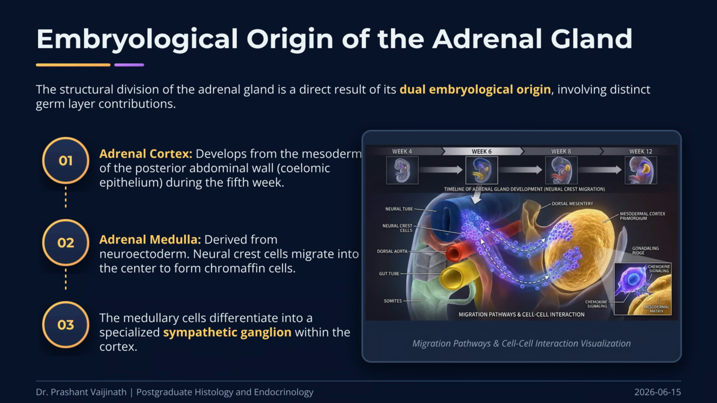The adrenal gland has a unique dual embryological origin. The adrenal cortex develops from mesoderm, specifically from the coelomic epithelium, whereas the adrenal medulla originates from neural crest cells. During development, neural crest cells migrate into the developing cortex and differentiate into chromaffin cells. This difference in embryological origin explains why the cortex functions as a steroid-producing endocrine tissue, while the medulla acts as a modified sympathetic nervous structure.